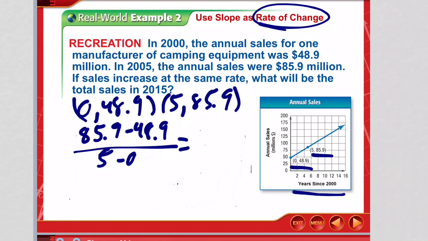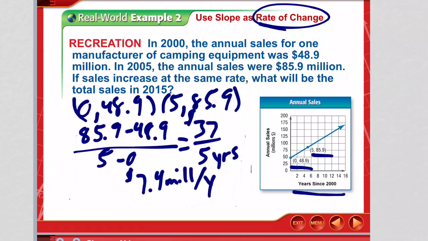So 85.9 minus 48.9 would be 37. And then, of course, 5 minus 0 would be 5. Now, we do not leave this one as a fraction. We want to go ahead and do that 37 divided by 5. And please remember, that would be $37 million over 5 years. So when I divide it, that would be $7.4 million for every year.